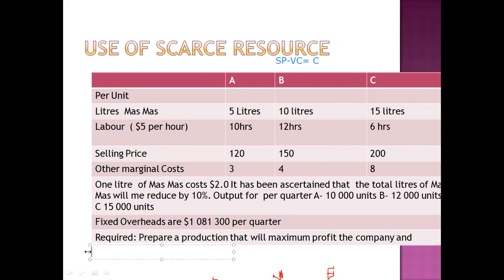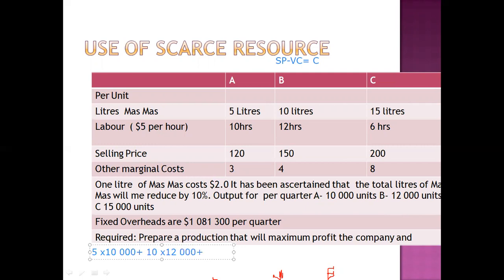How many liters of A do we require? We need 5 liters. So we are saying 5 times, but A requires how many units? 10,000. Okay, plus, how many liters do you require for B? Each unit of B requires 10 liters. But how many units do we want to produce for B? For B, we want 12,000. We multiply by 12,000. I want you to see how I got that one. Okay, this is the critical part.